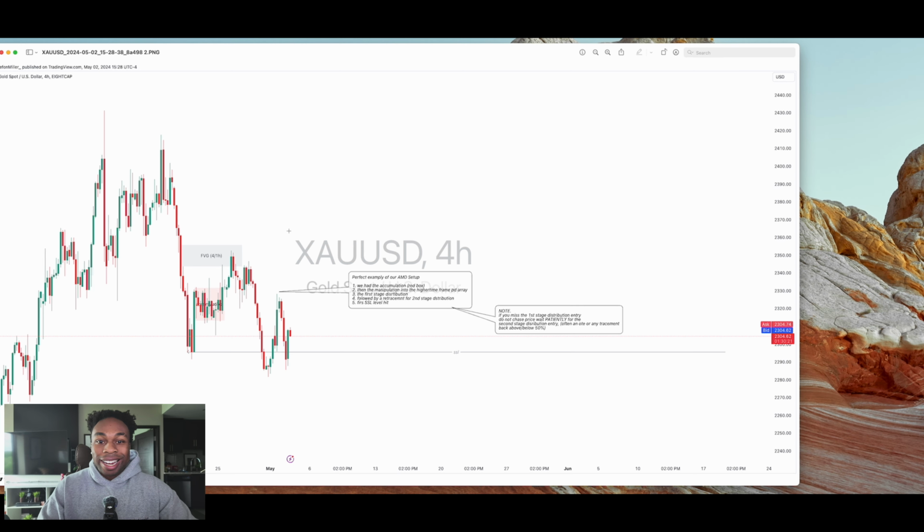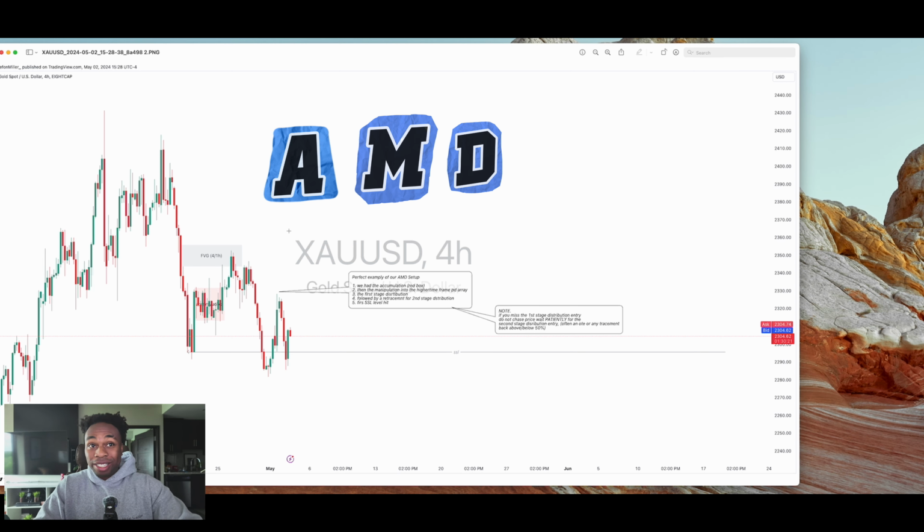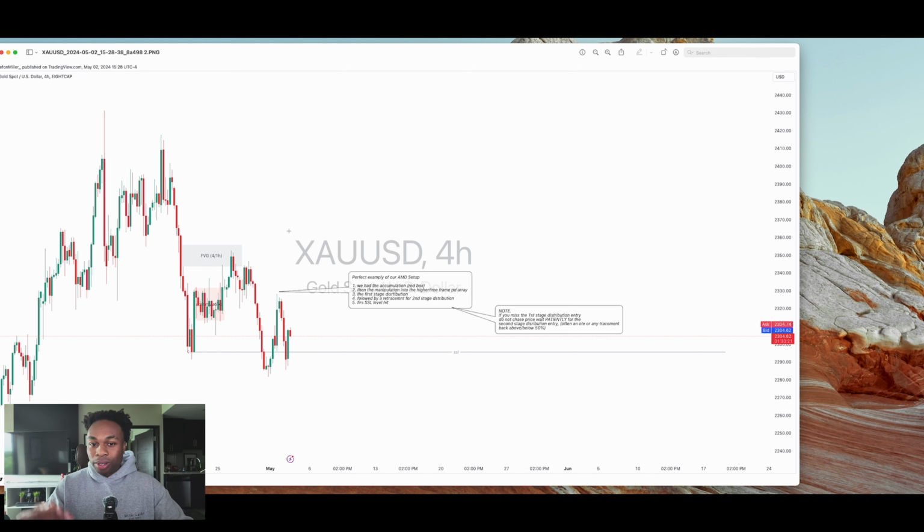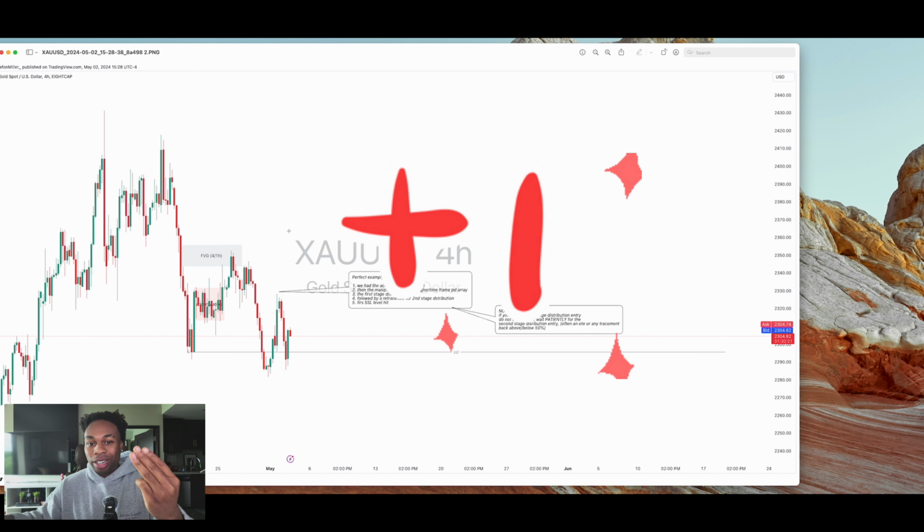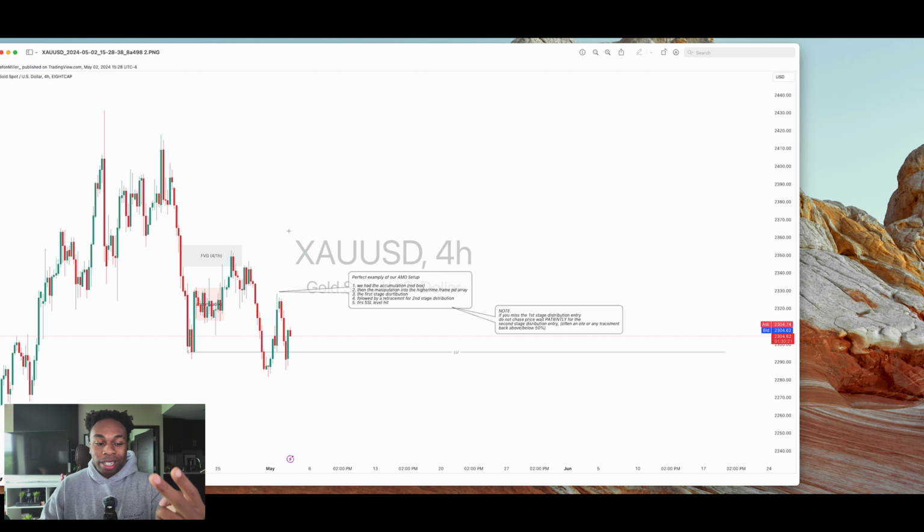Next, all right guys, now we're gonna get into the AMD. So accumulation, manipulation, and then distribution. Also, think of it like that, plus one, plus one, plus one. So you have accumulation, manipulation, distribution, then redistribution, and then you can get another redistribution after that. So all the pullbacks when you're chasing that whole trend, or when you get multiple entries, that's what I would do on the lower time frame. You get multiple pullbacks and you can enter on each one of them.